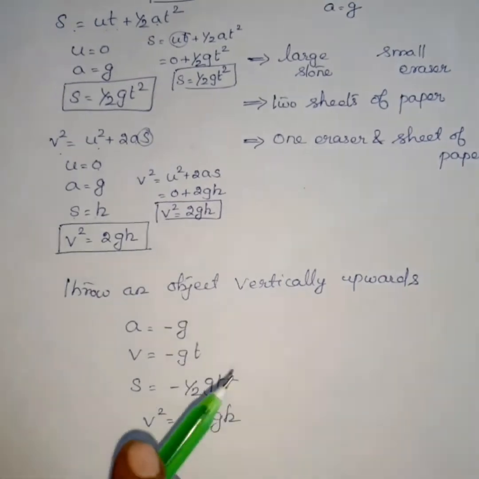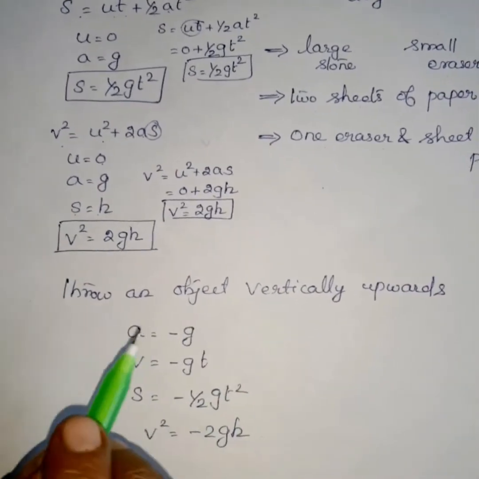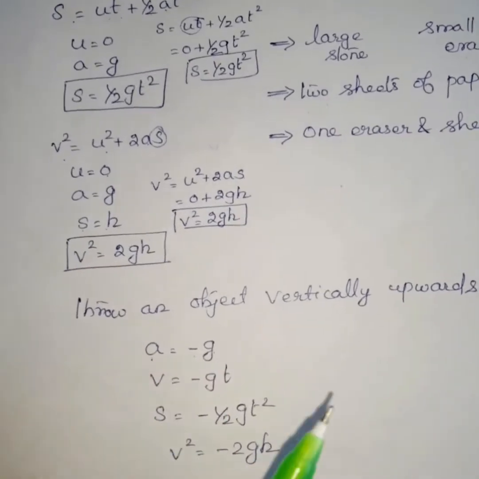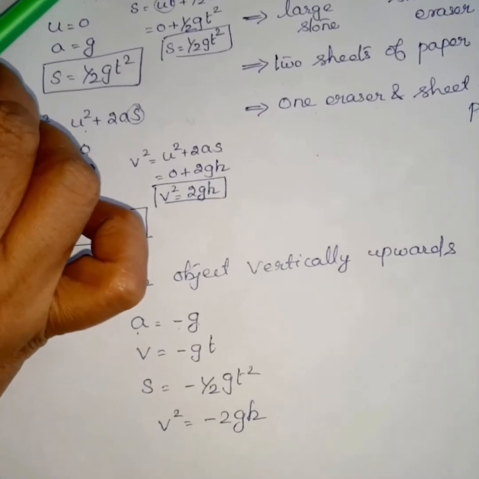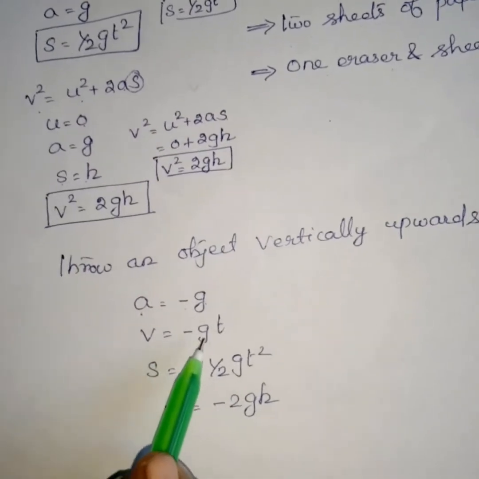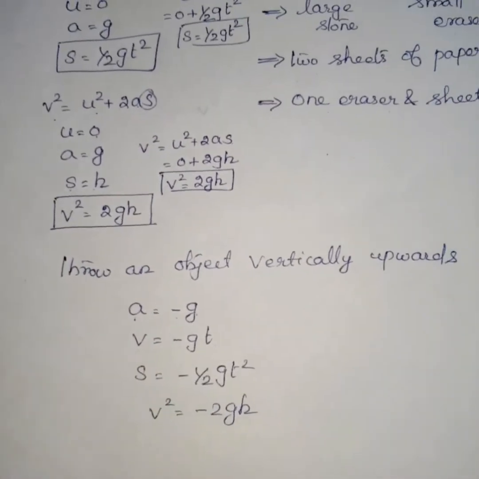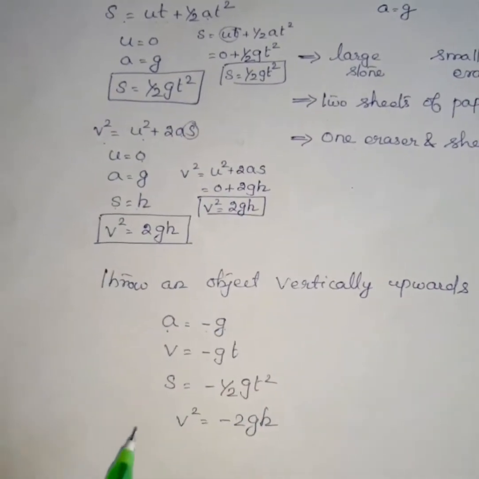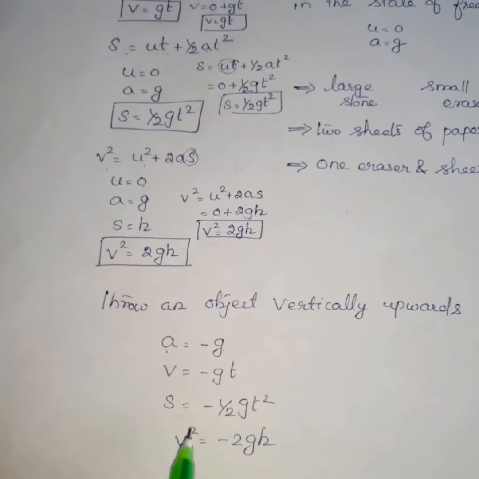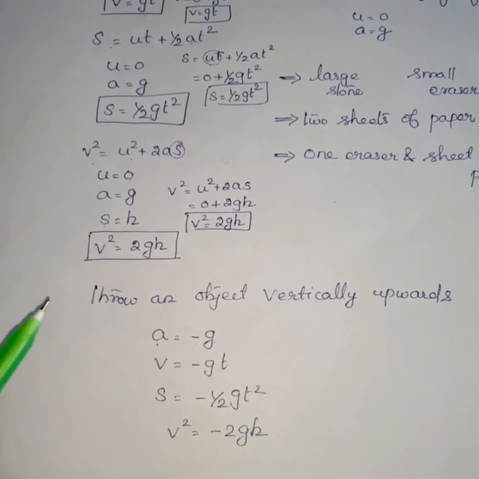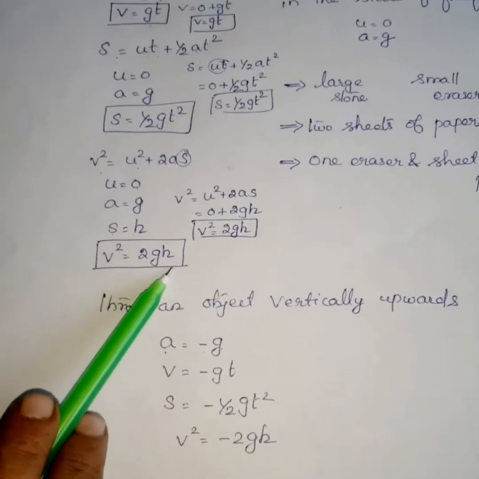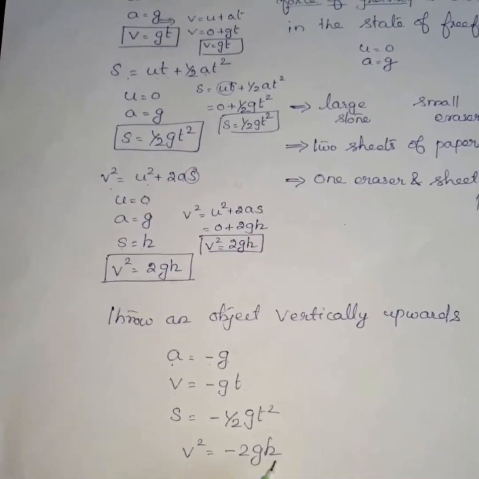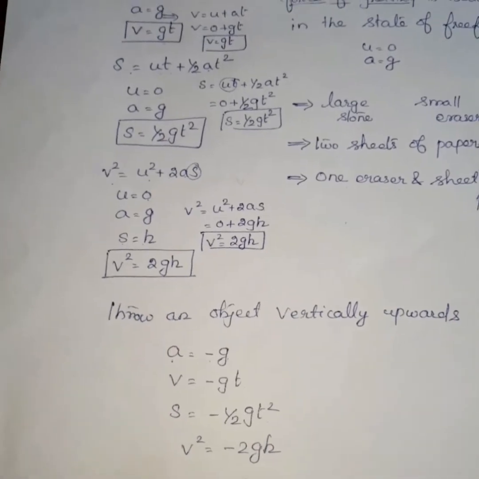When we throw the object vertically upwards, what do you find out? A is equal to minus G. So here V is equal to GT, so V is equal to minus GT. Okay, next formula, S is equal to half into GT square. So S is upwards, so minus half into GT square. Next one, V square is equal to 2G height. So V square is equal to minus 2G height. Do you understand clearly, students?